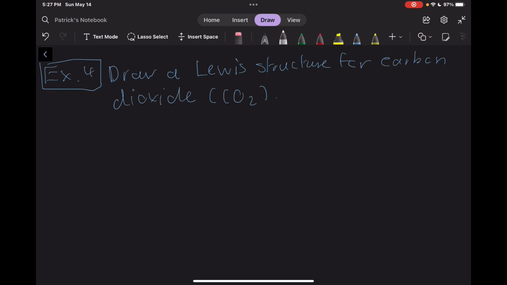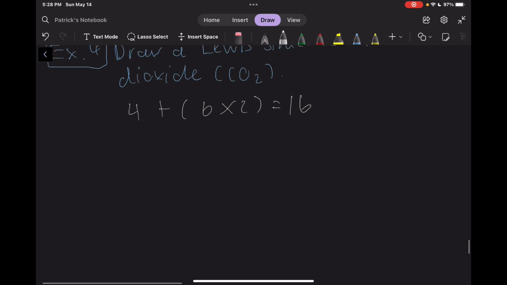Example 4 says, draw a Lewis structure for carbon dioxide, or CO2. Carbon has 4 valence electrons. Each of the oxygens has 6. So we have a total of 16. Carbon is more electronegative than oxygen according to the Pauling scale, so the former is our central atom.